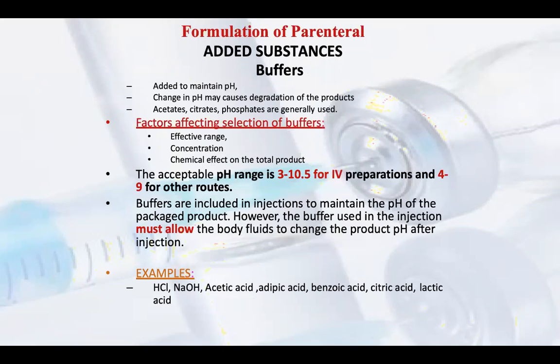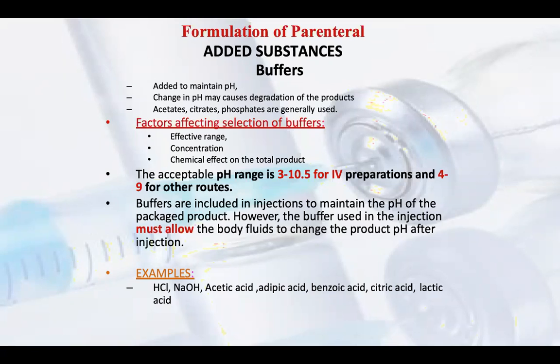Now, buffers are added to maintain pH. A change in pH may cause degradation of the products. Acetates, citrates, and phosphates are generally used. Factors affecting the selection of buffers: they must have an effective range, a suitable concentration, and an acceptable chemical effect on the total product. The acceptable pH range is 3 to 10.5 for IV preparations and 4 to 9 for other routes.